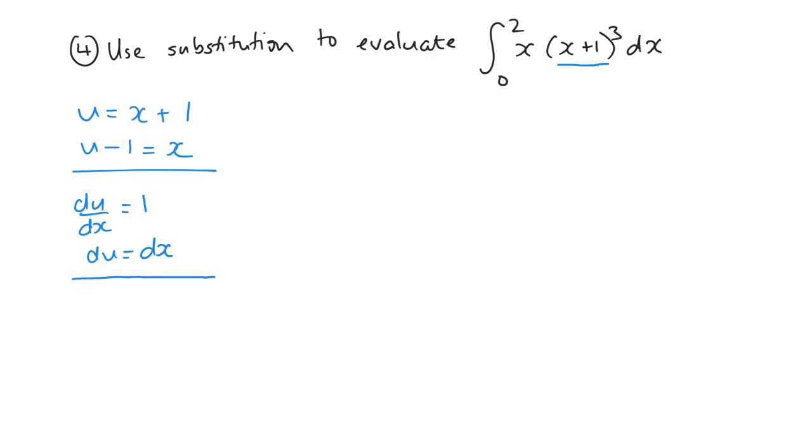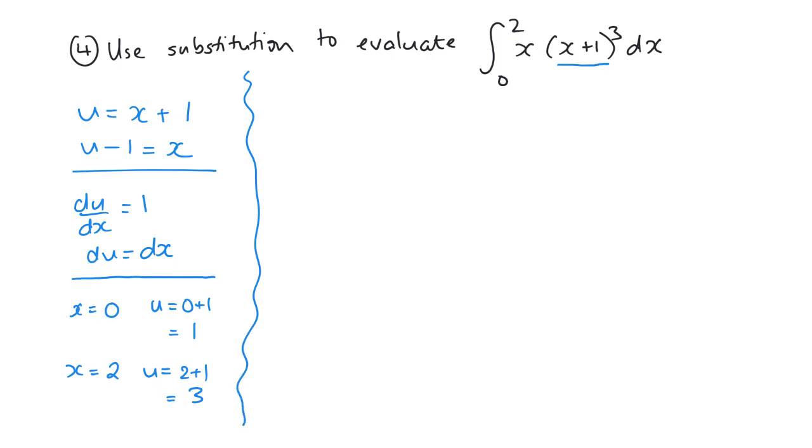Now this has got the added wee bit of the limits. Everything in your integral has to either be all in terms of x or all in terms of u, and that includes the limits. Remember, your limits are your x values. So when x equals 0, our bottom limit, u will be 0 plus 1, so that's 1. And when x equals 2, our u would be 2 plus 1, which gives us 3. So they would be our limits when we change it into u.